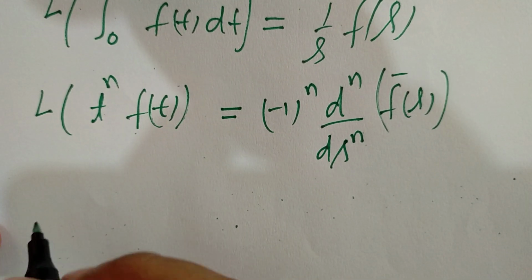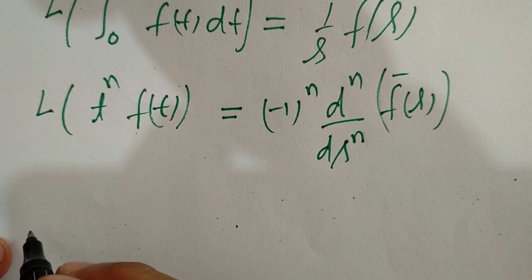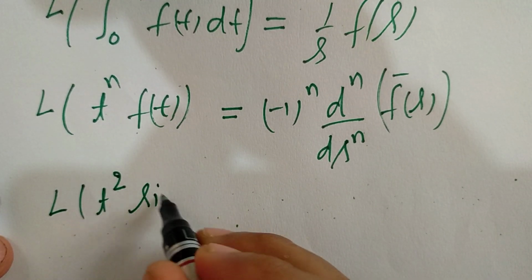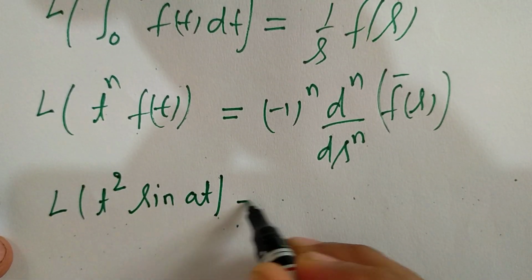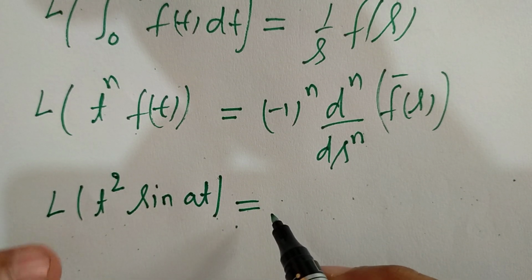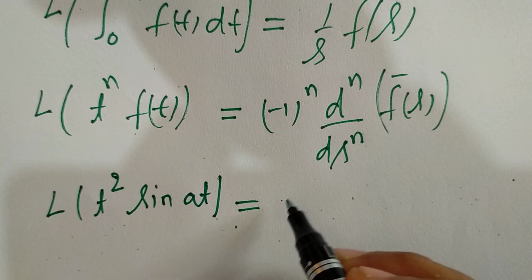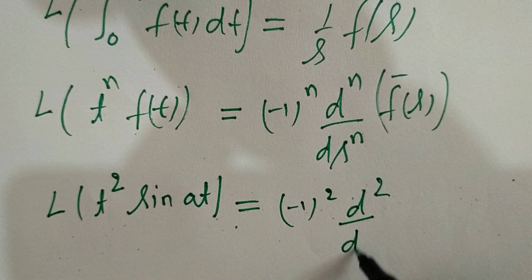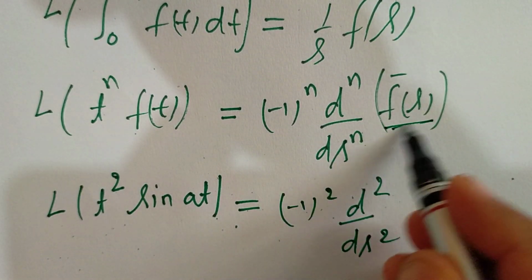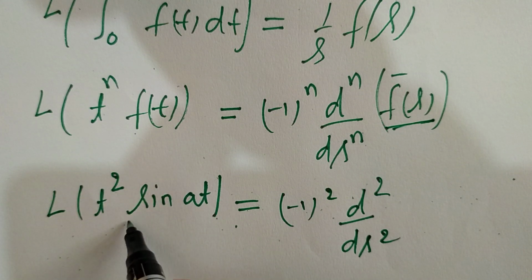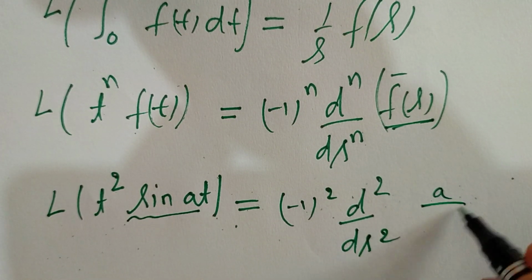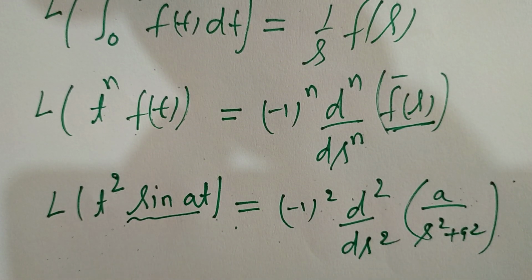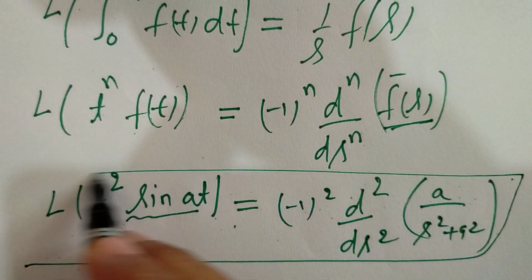We can use this property and find Laplace of, suppose we have, t square sin(at). So n equals 2 here, so minus 1 whole square and d2 by ds square of F(s), where F(s) is Laplace of f(t). Laplace of sin(at) is a upon s square plus a square. So differentiate 2 times, and this is your Laplace transform.